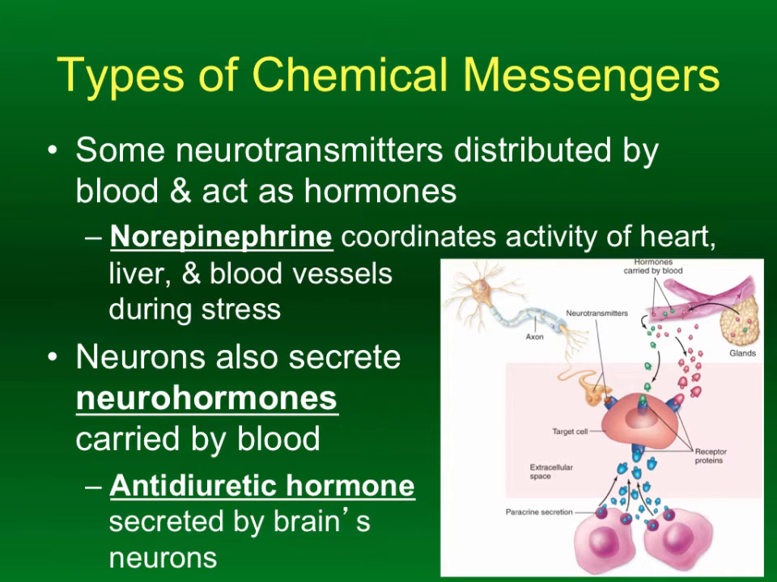One of them makes its own hormones. The other one doesn't. The posterior is the one that doesn't make its own hormones. The posterior is going to release hormones produced by the hypothalamus, which is part of the brain. And since it's part of the brain, the neurons in the hypothalamus producing this ADH hormone would be producing a neurohormone.